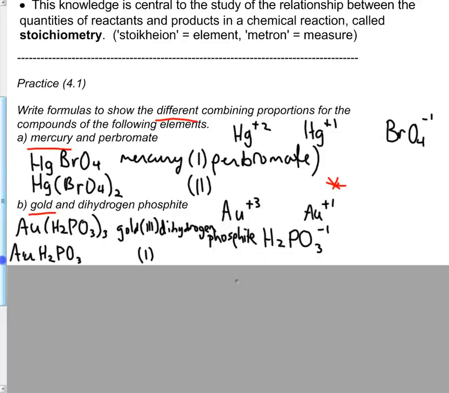So when we look at part B, this is gold dihydrogen phosphite. Remembering phosphite is based on phosphate, and phosphate being PO4 3 negative, phosphite is PO3 3 negative, and combining that with 2 hydrogen ions, we would lower the valence of the phosphite by 2. So dihydrogen phosphite has a valence of negative 1. When combined with gold 3, we would need 3 of those ions. It would be a 3-to-1 ratio.